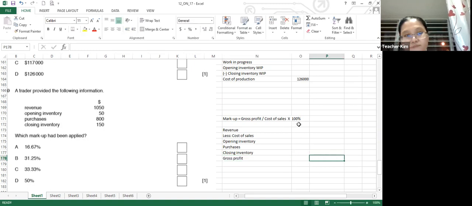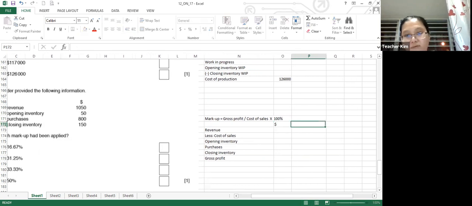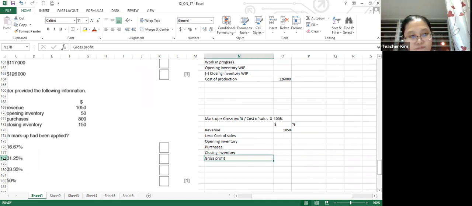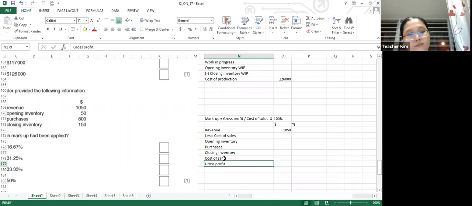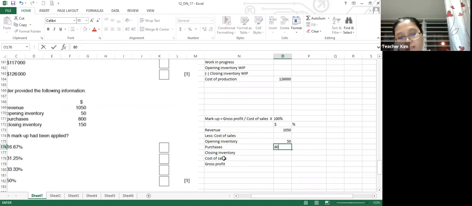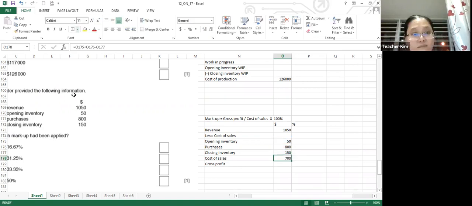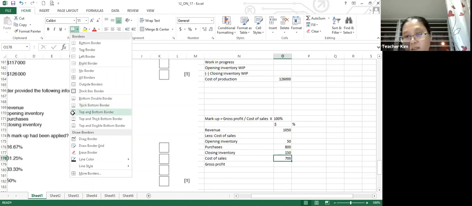So here is the value that we have. Value, this is a percentage. Revenue is 1050, and then opening is, okay, I insert one more column. Sales. Opening we have 50, purchases 800, closing 150. Our cost of sales is take this plus and minus closing. This is my cost of sales.